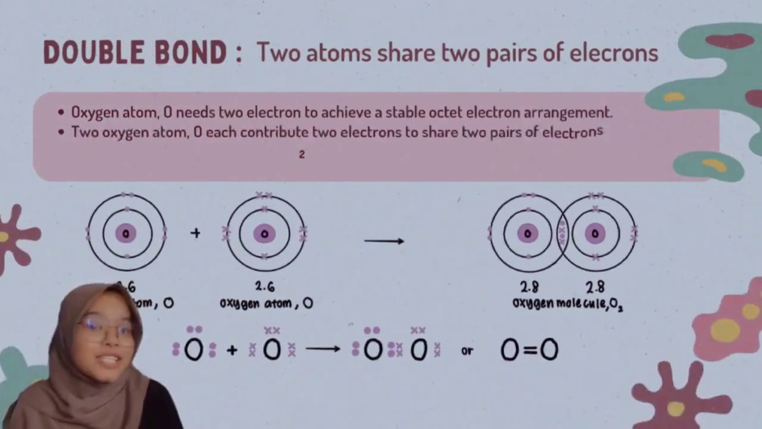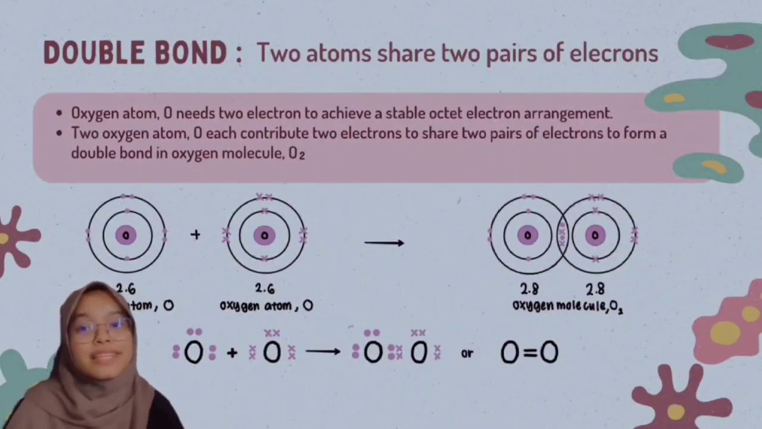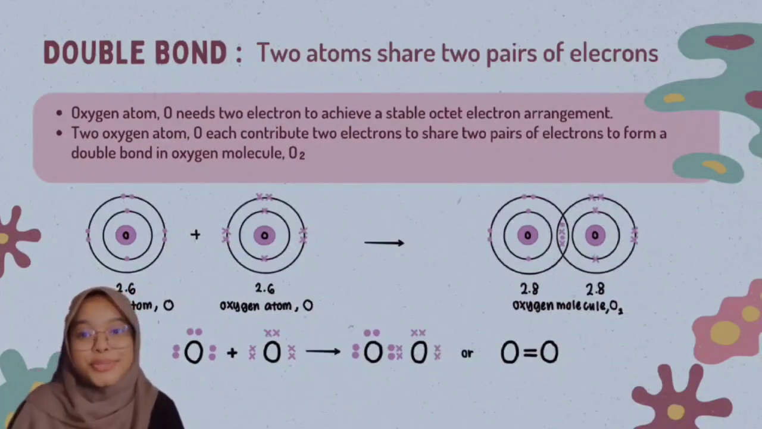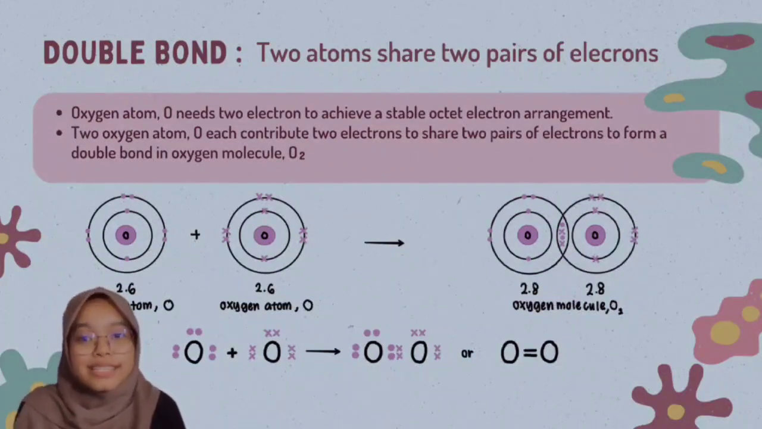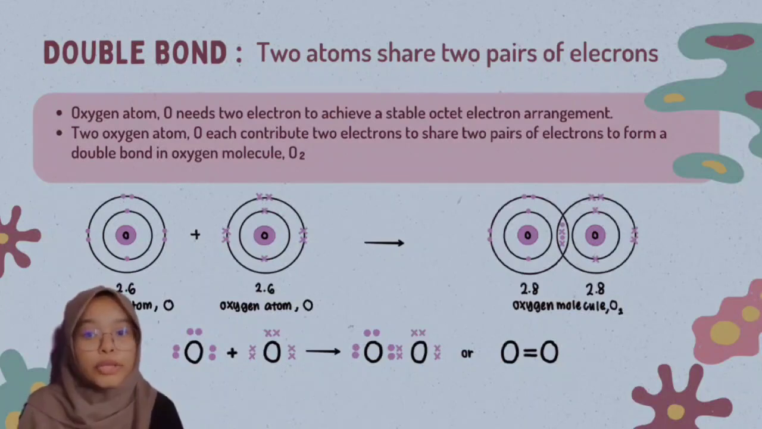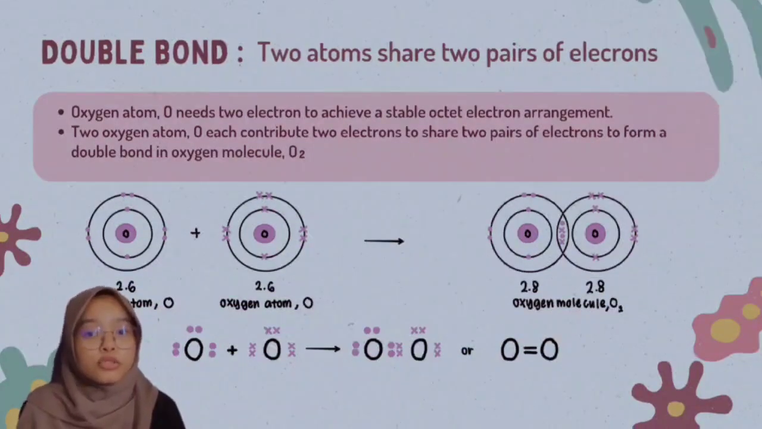Double bond. Two atoms share two pairs of electrons. Oxygen atom O needs two electrons to achieve a stable octet electron arrangement. Two oxygen atoms O each contribute two electrons to share two pairs of electrons to form a double bond in oxygen molecule O2. This is example for Lewis structure of molecule O2.